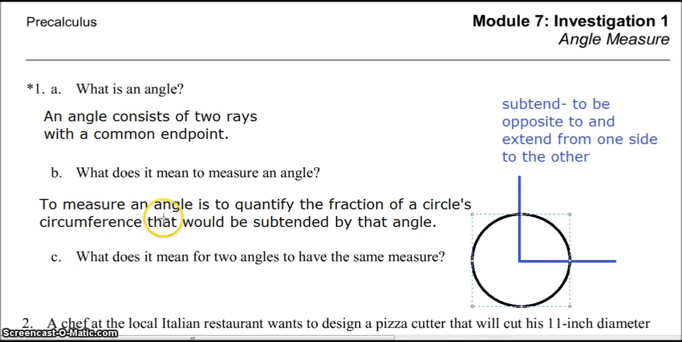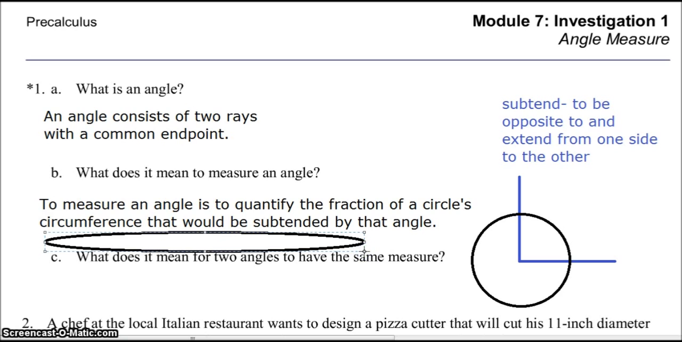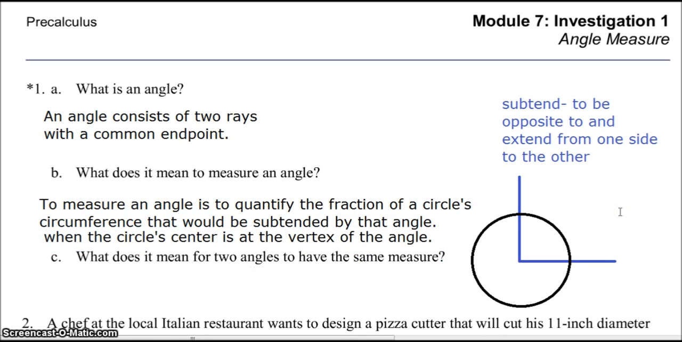So we should really alter this definition. To measure an angle is to quantify the fraction of a circle's circumference that would be subtended by that angle, but it's only when the circle center is at the vertex of that angle.